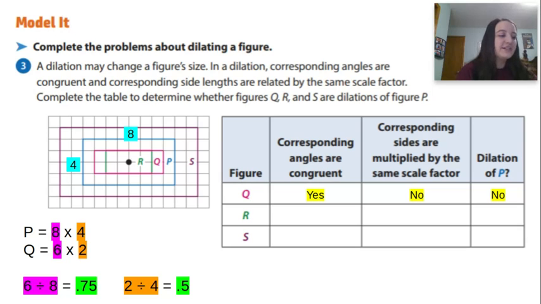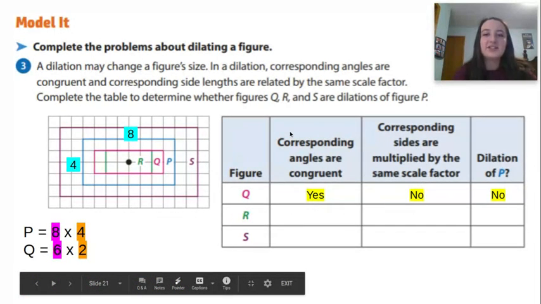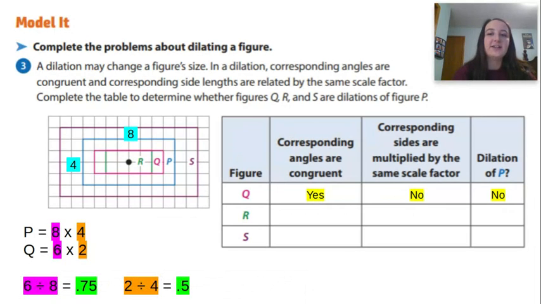For question 3, it says a dilation may change a figure's size. In a dilation, corresponding angles are congruent and corresponding side lengths are related by the same scale factor. We need to complete the table to determine whether Q, R, and S are dilations of figure P. So figure P is our original, and that's 8 by 4.